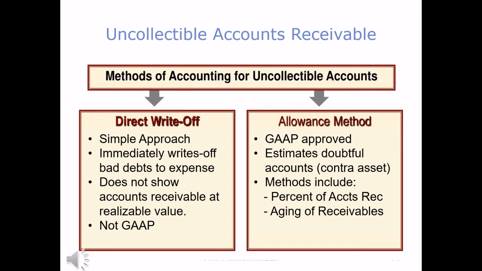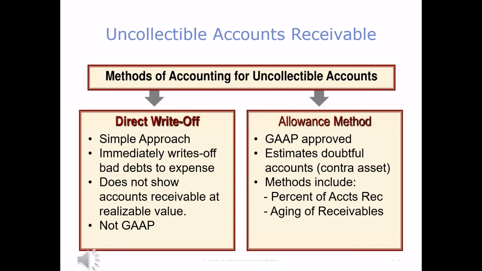One is called the direct write-off method. With the direct write-off method, we are assuming that when we know absolutely that an amount will not be received, we write off that specific amount. The direct write-off method is not approved by GAAP when we're talking about material numbers.